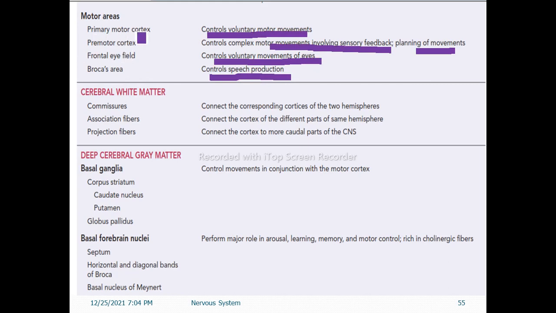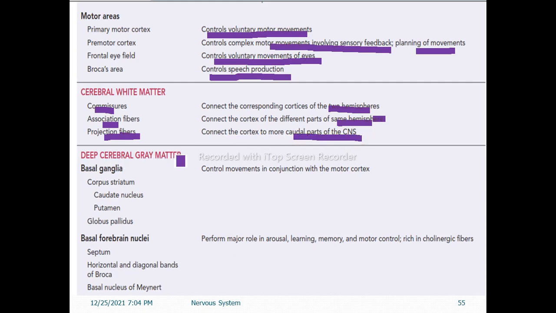So primary motor cortex, premotor cortex, frontal eye field, and Broca's area are under motor areas. Cerebral white matter has three fibers: commissural fiber, association fiber, and projection fiber. Commissural fiber connects the corresponding cortexes of the two hemispheres. Association fiber connects the cortex of different parts of the same hemisphere. This is two hemispheres. And projection fiber connects the cortex to more caudal parts of the CNS.